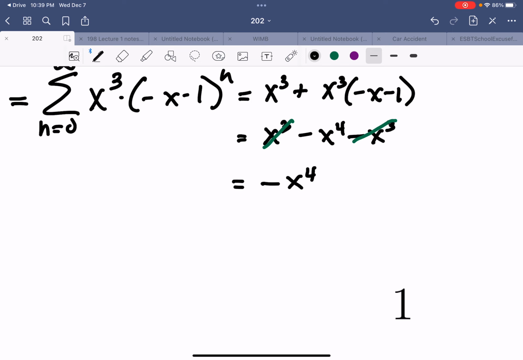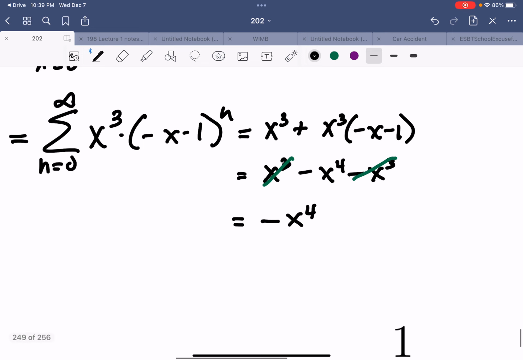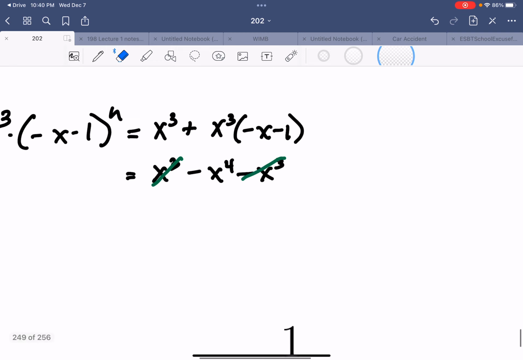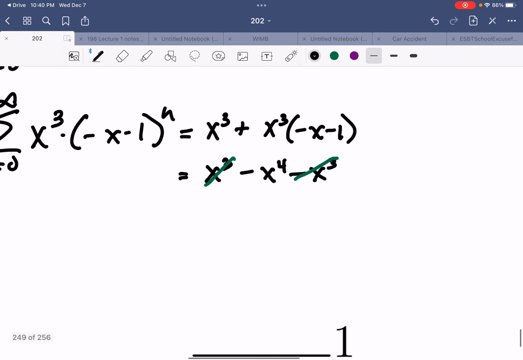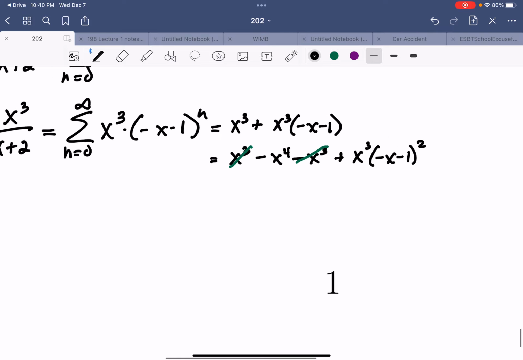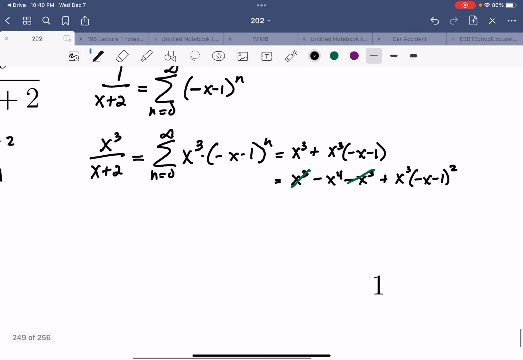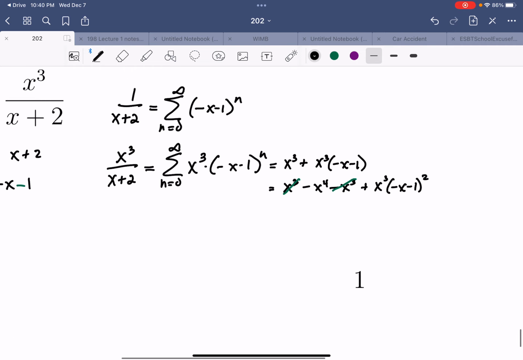And then if you take on and add an additional term, we'll just keep going here. We're going to add on some additional terms. So your next term, when n is 2, you're going to have x cubed times negative x minus 1 squared. Okay, and I'm not going to write that one out. But you can see the terms are a little bit harder to write out, but you can still do it. And that's the series that you have.